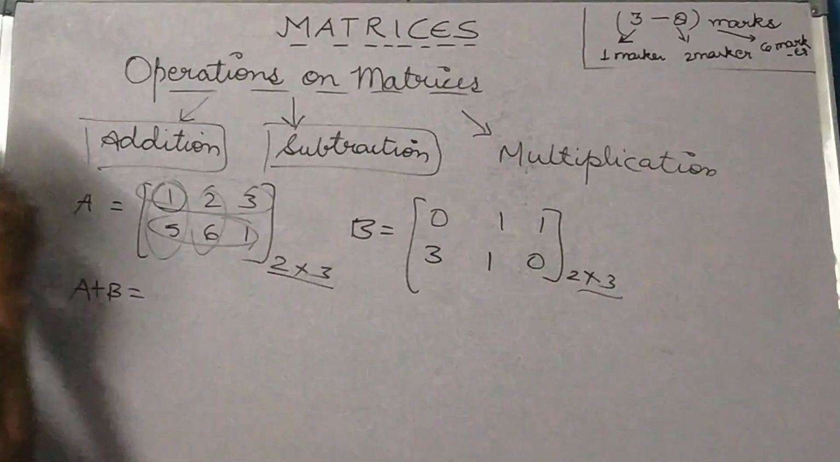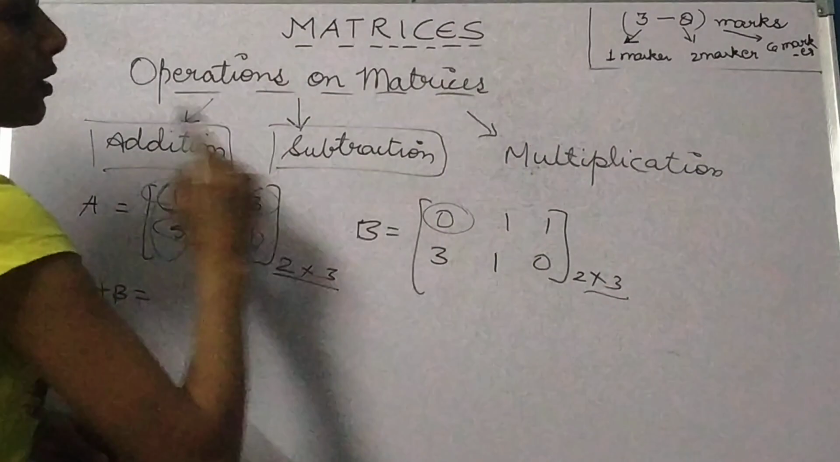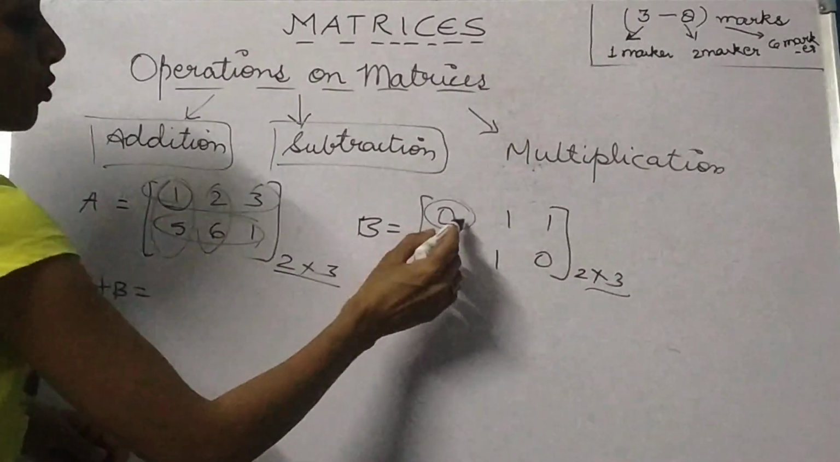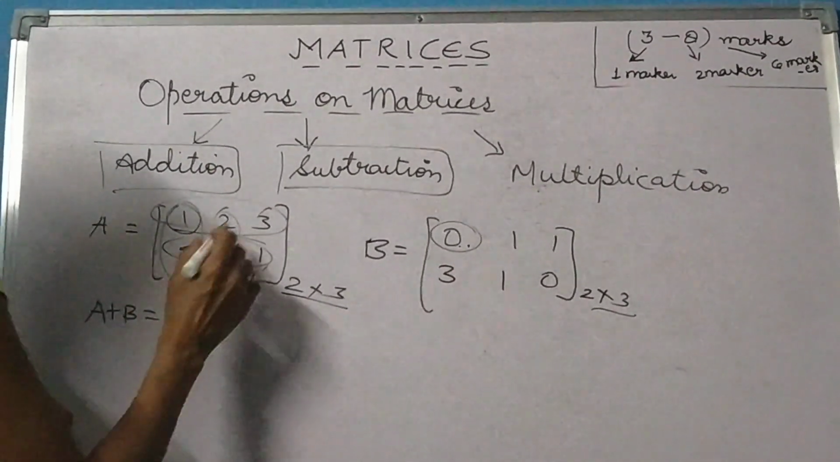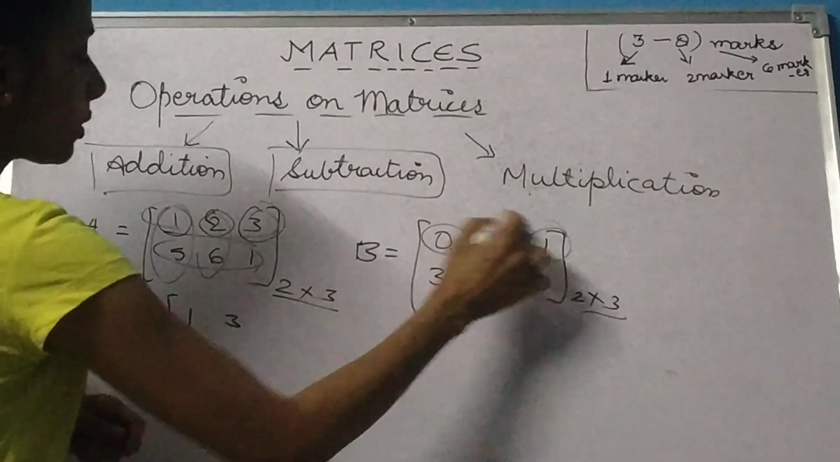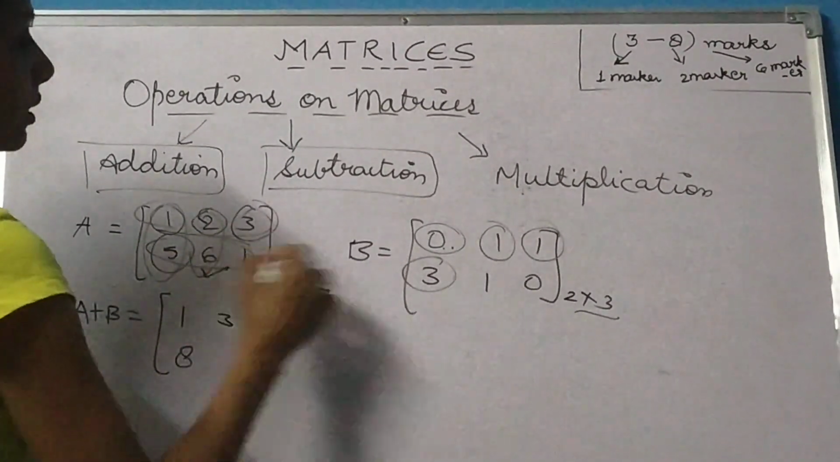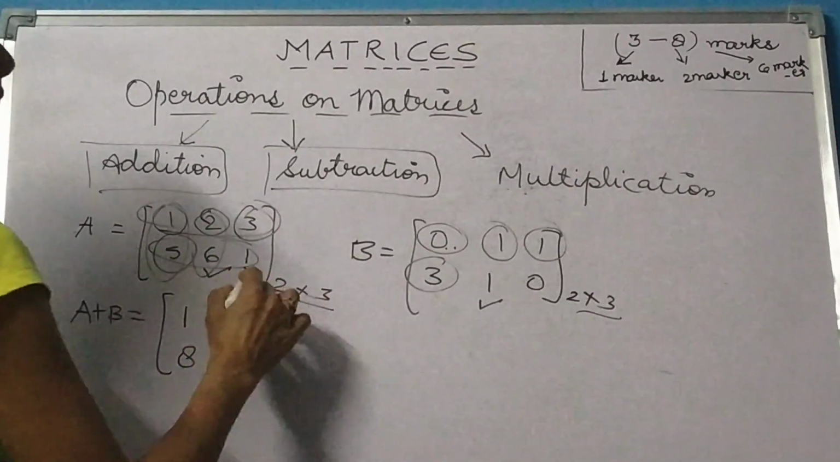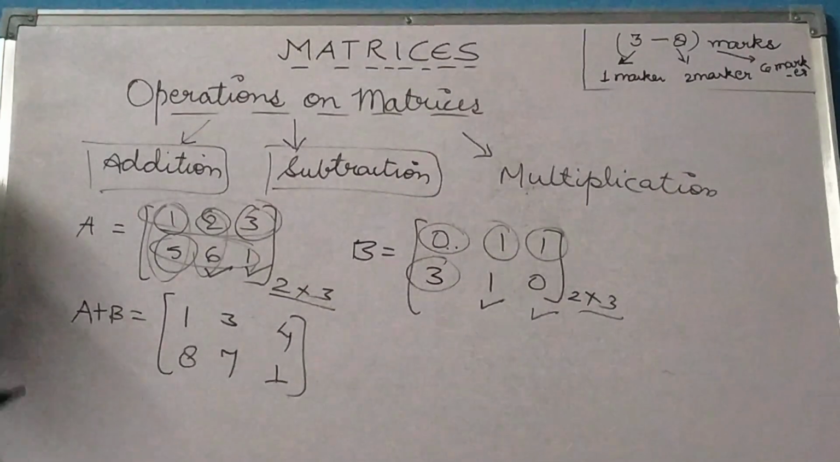Take the first element of first row and first column, and here also take the element of first row and first column and add them. So 1 plus 0 is 1, 2 plus 1 is 3, 3 plus 1 is 4, 5 plus 3 is 8, 6 plus 1 is 7, 1 plus 0 is 1. So this is how we perform addition of matrix.